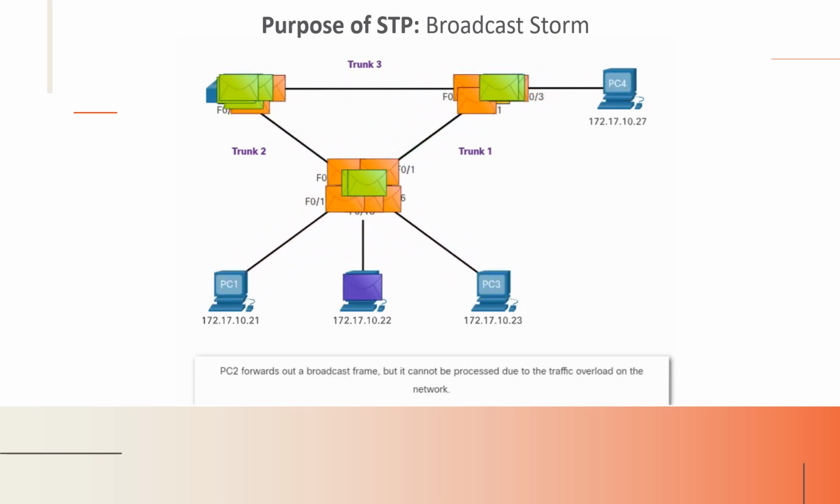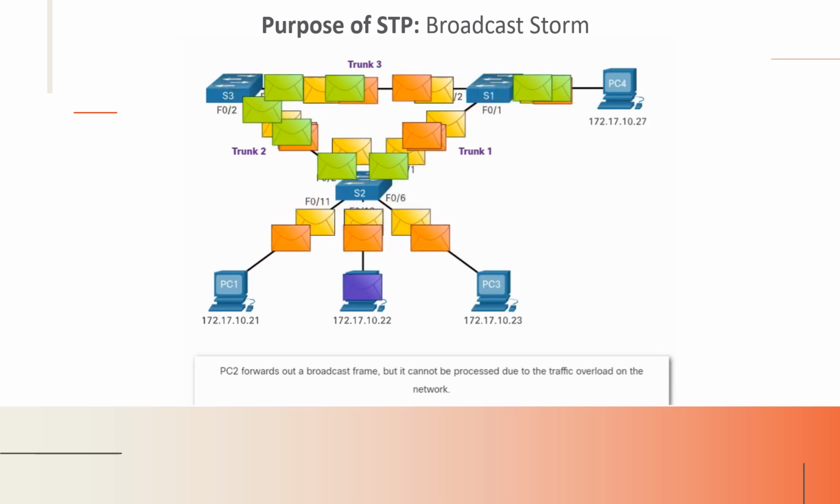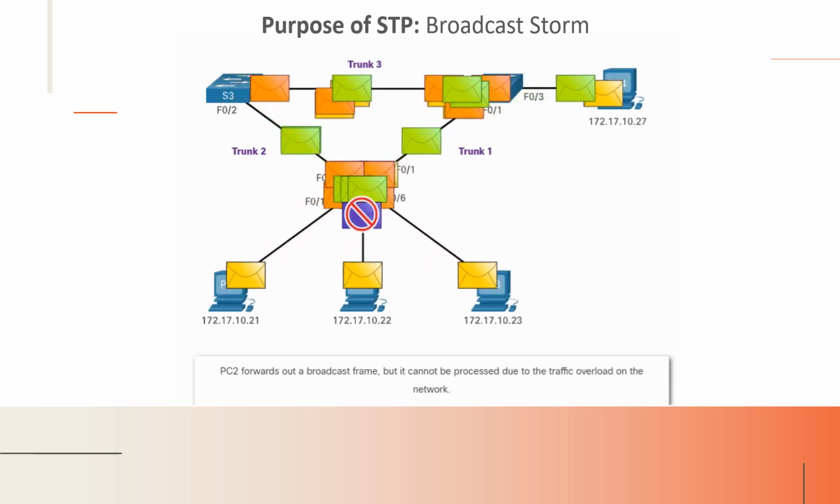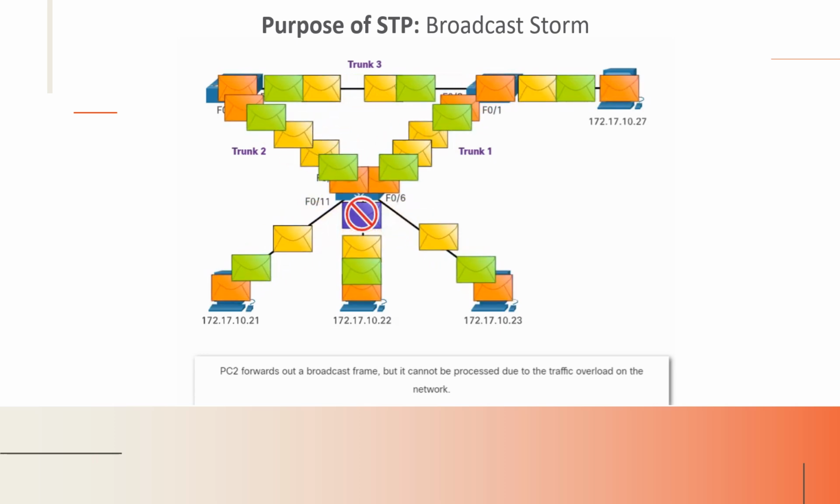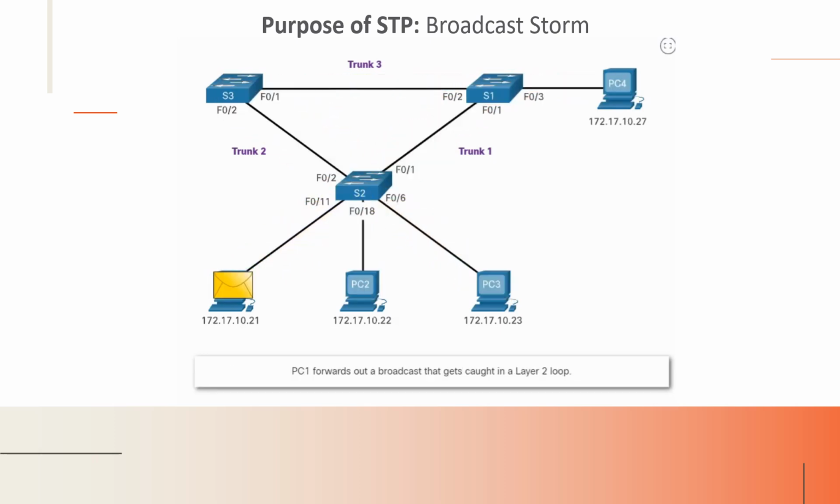Now it's PC3 and then it will be PC number 2. And look at all those frames that are in the switch, making the broadcast frame not be processed due to the traffic overload on the network. A host caught in a layer 2 loop is not accessible to other hosts on the network.